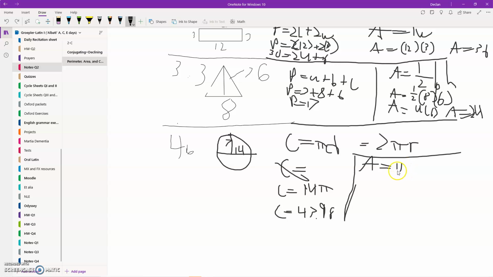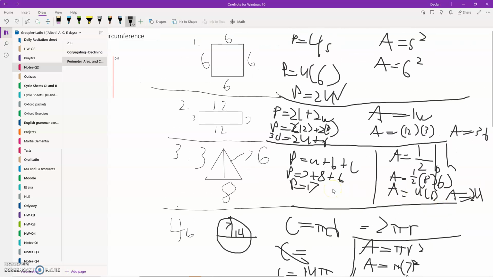Okay. And for the area, it's just pi r squared. And just substituting, really. R is 7, square that, 49 pi. So we put this in our calculators and we get 153.94. And yeah, that's how you find the perimeter, circumference, and area of shapes.